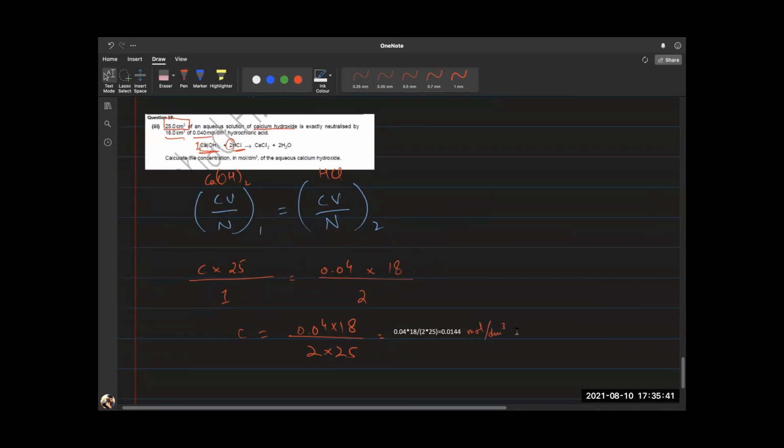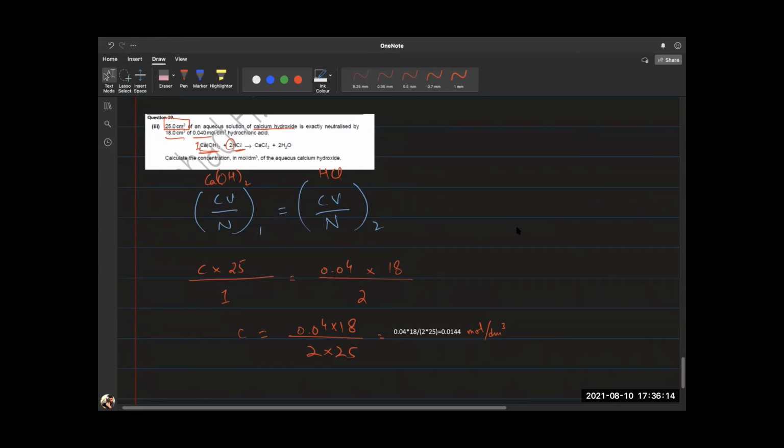The good thing about this method is that you don't need to convert cm cube to dm cube. क्यों? क्योंकि दोनों साइडों पे अगर cm cube होगा तो it will cancel out और हमें कोई issue नहीं. So that means if you have 2 solutions, then all you need to do is to use the shortcut. This formula CV over n of the first one is same as CV over n of the second one, and that makes things so much easier for us. Okay, so that is when you have 2 solutions reacting.